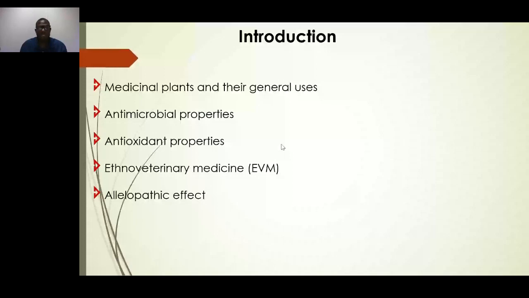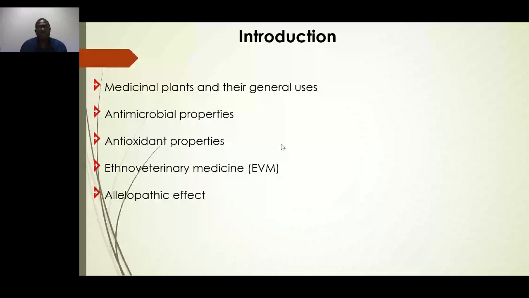Medicinal plants are also used in the treatment of diseases in livestock, which is otherwise called ethno-veterinary medicine. In most cases it is used in the treatment of ecto and endoparasites such as ticks and parasitic worms. Some medicinal plants are also used as weedicide, because they have an allelopathic effect, which allows them to be used in this regard. However, our study is based on Bidens pilosa, which is also a medicinal plant. It has most of the characteristics that I mentioned above.